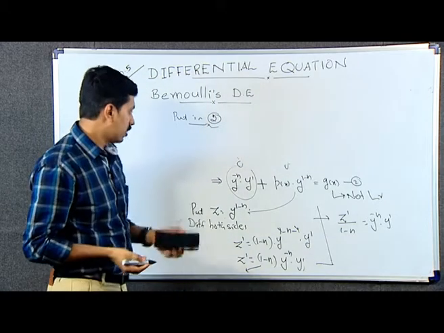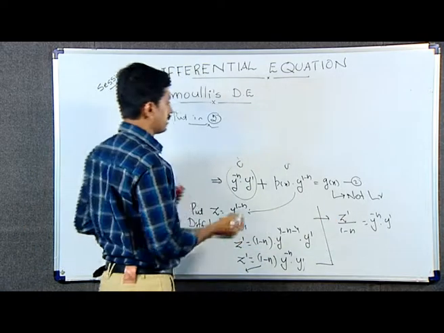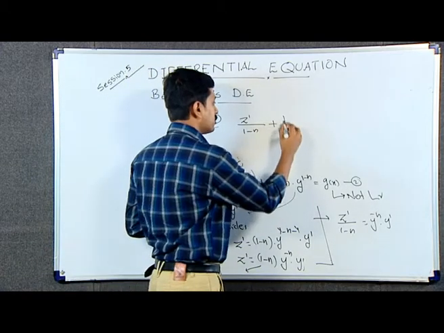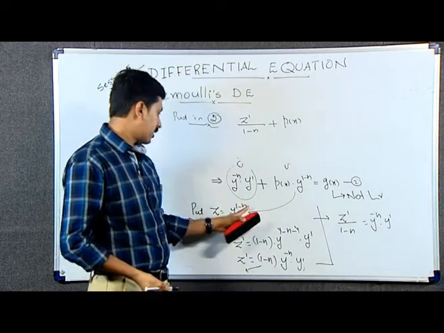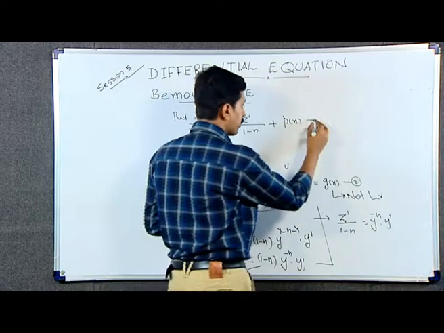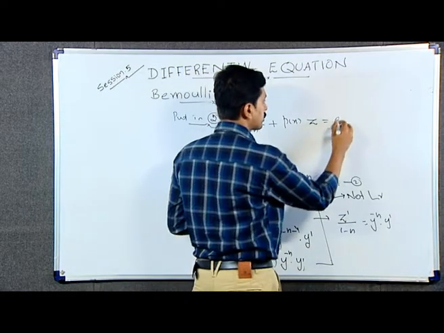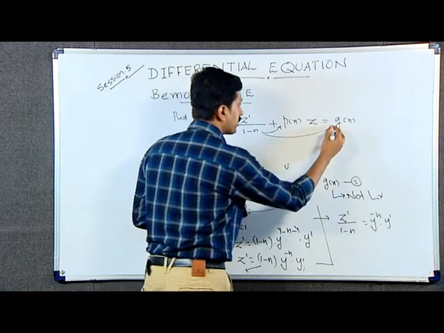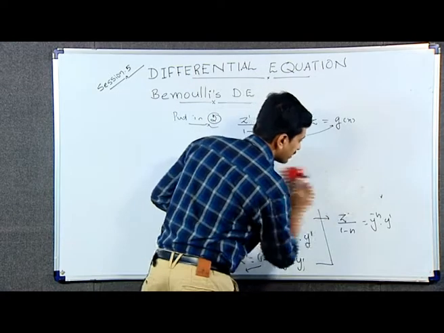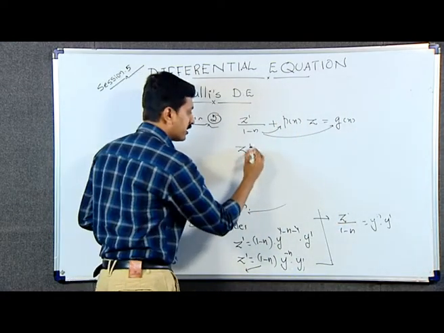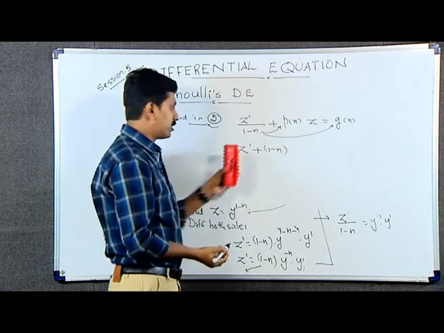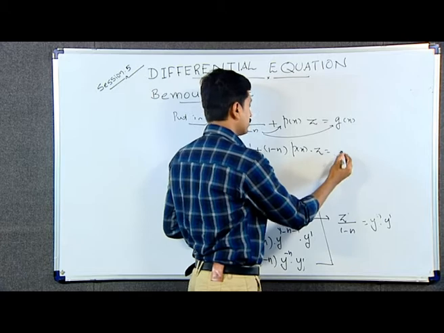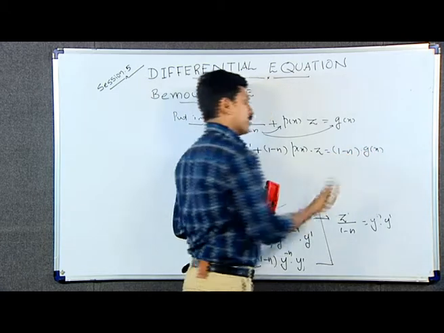While substituting in 2, we rewrite y^(-n) y' as z'/(1-n), and plus p(x) times, instead of y^(1-n), z, that is p(x) z. For g(x) there is no change, it remains the same. Multiplying by 1 - n to make our differential equation linear, we get z' + (1-n) p(x) z = (1-n) g(x).